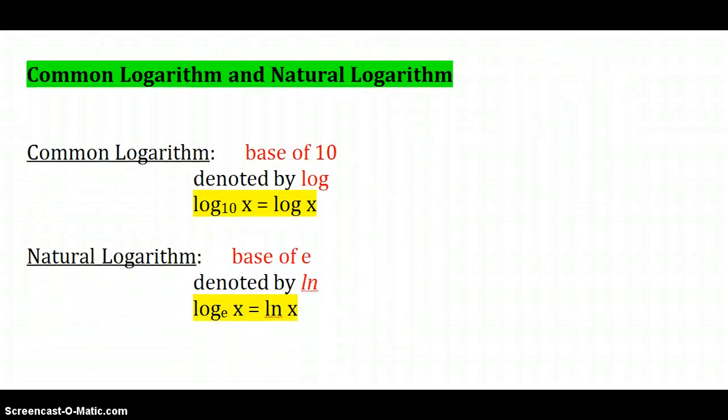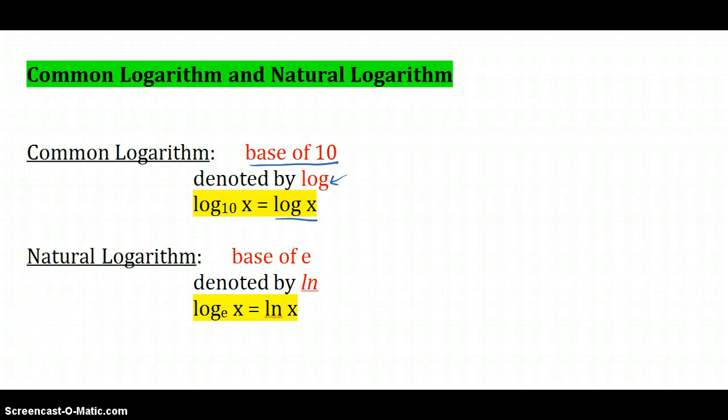So I have another rule for you. We have a common logarithm and what's called a natural logarithm. A common logarithm has a base of 10, and it's denoted using log. And if you have log base 10 of x, that's the same thing as writing log of x. We just know that log has a base of 10. It's just known. So you don't have to write 10 there. If it has a base of 10, you can just write log of x.